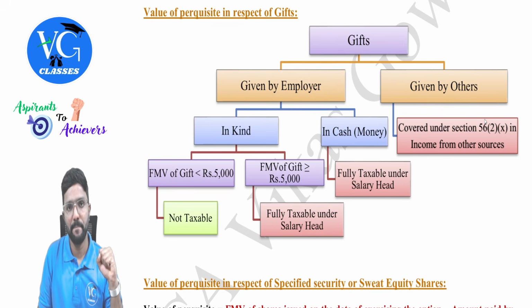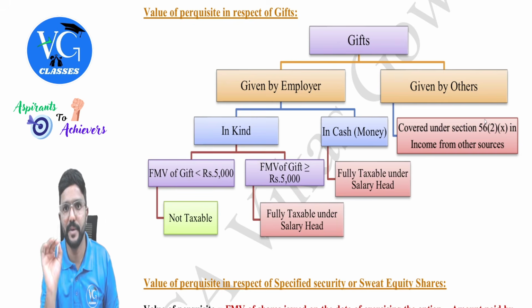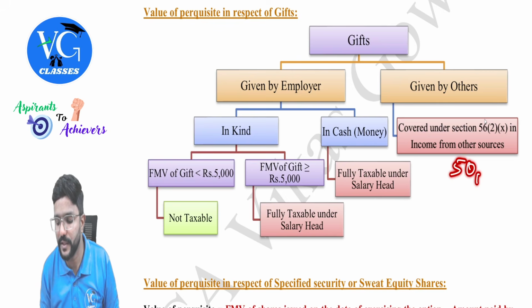For example, the employer gave a gift to an employee on the occasion of marriage. Is it exempt? No, it is taxable. If the value is more than 5,000, then it is taxable. Hope you understood. And please be careful. Here the limit is 50,000.